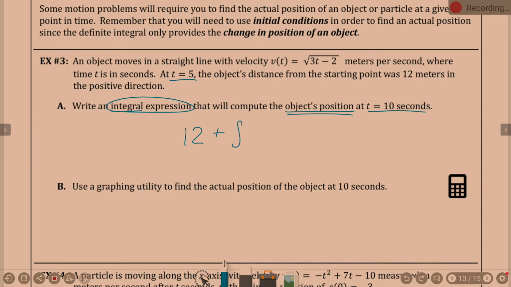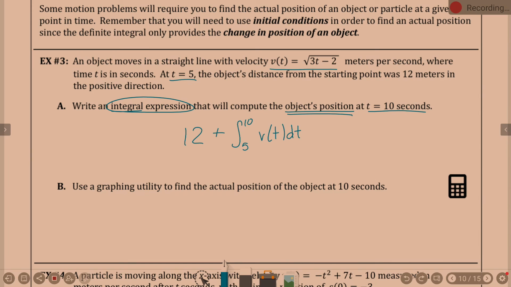So at 5, we had that point of 12, and then from 5 to 10. And you could write this as the integral from 5 to 10 of v of t dt. That's fine. Because if you use v of t in this problem, what's your grader going to assume you mean? This right here, because this is defined, yes? As long as that is officially defined, you can use v of t.